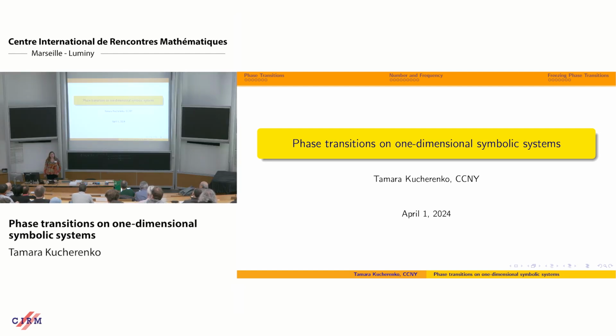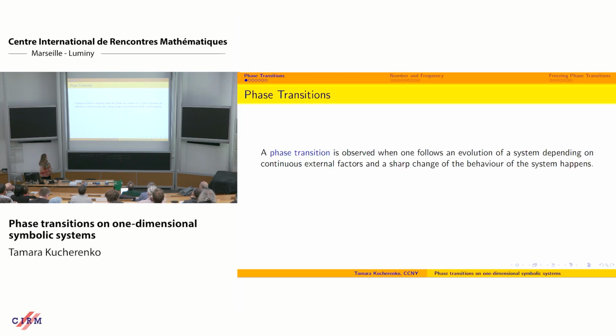I wanted to talk about phase transitions in one dimension, to present an overview of what we can do now, and hopefully inspire people to do similar work in higher dimensions. So I will try to say something about statistical physics, but my understanding is very limited.